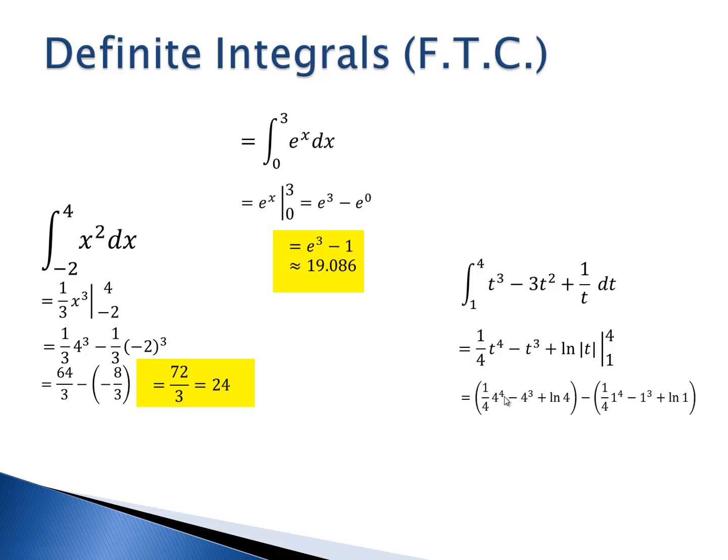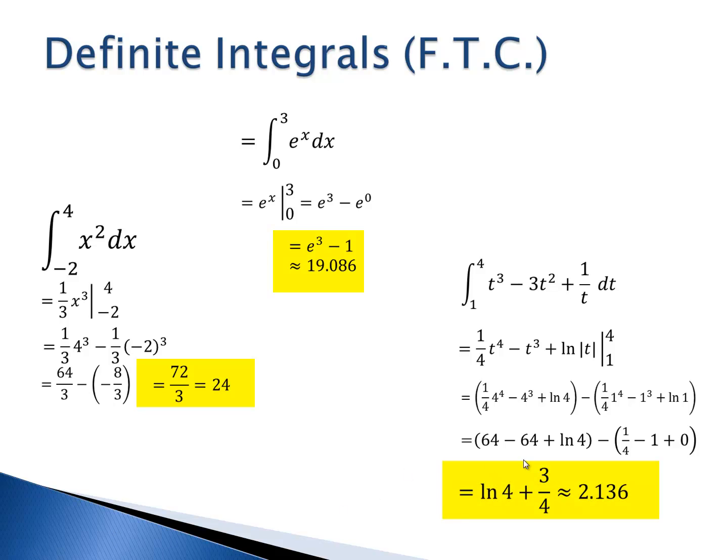Alright, so here we go. 1/4 times 4 to the 4th minus 4 cubed plus natural log of 4. Just evaluating all the way through, putting in 4, and then we'll subtract what we get when we put in 1. I think I have a little bit of a simplification step here. 4 to the 4th is 256, but then divided by 4, so 64. Minus 4 cubed is 64 as well, so those will actually end up giving us 0. Plus natural log of 4. Minus 1/4 times 1, minus 1, and then plus 0. Natural log of 1 is 0.